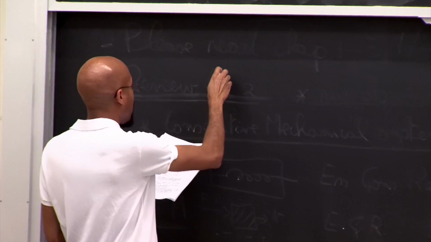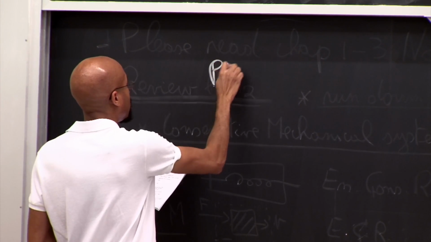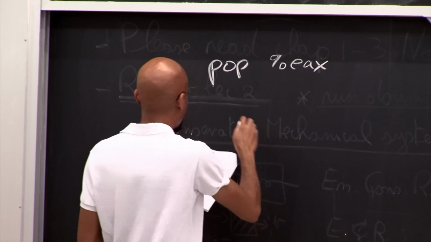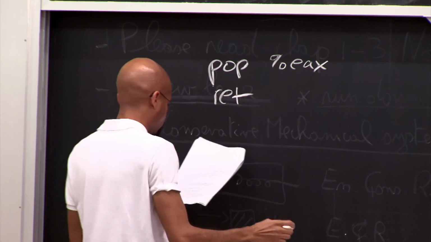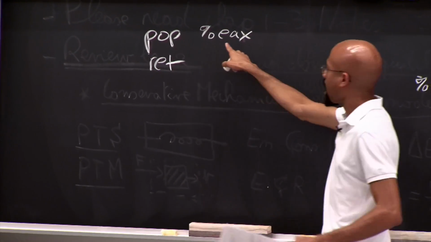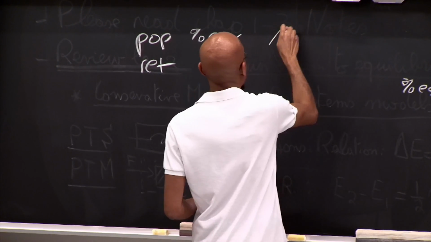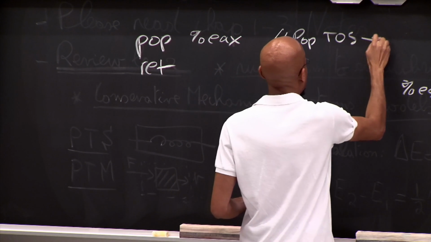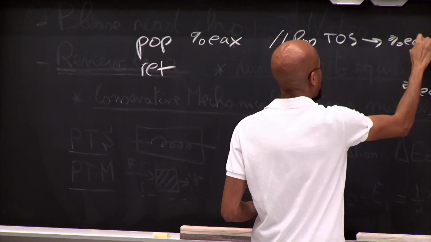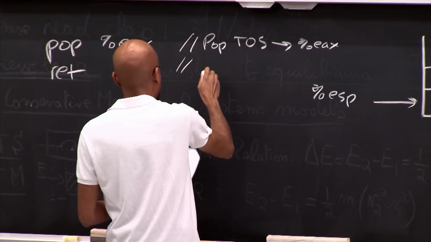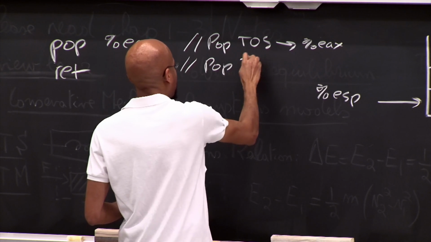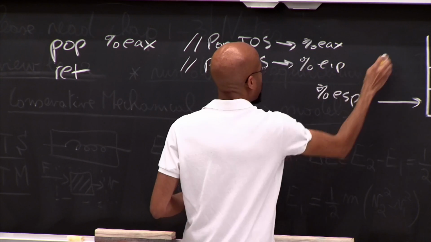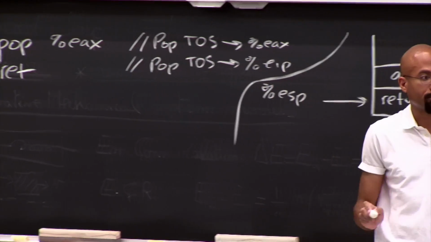So what we need to do now is find the address of these two opcodes. So what is this? This is pop into EAX. What does this do? This just takes the top of the stack and puts it into the EAX register. And what is the ret instruction going to do? It just pops the top of the stack and puts it into EIP, the instruction pointer.